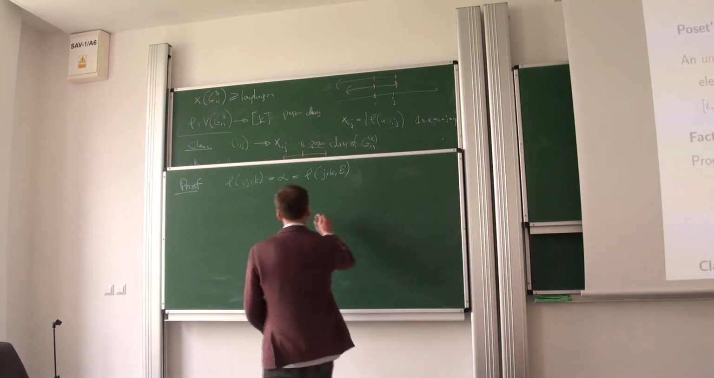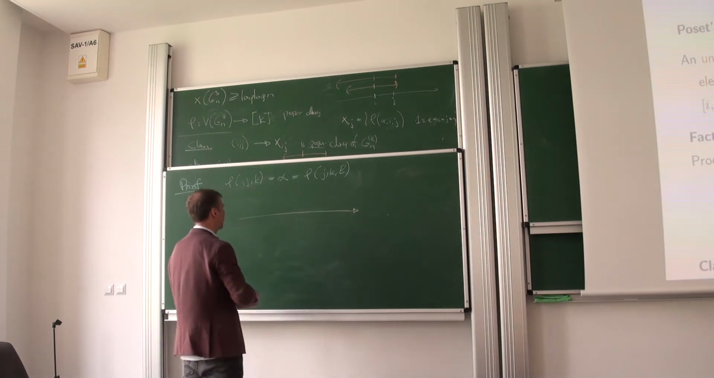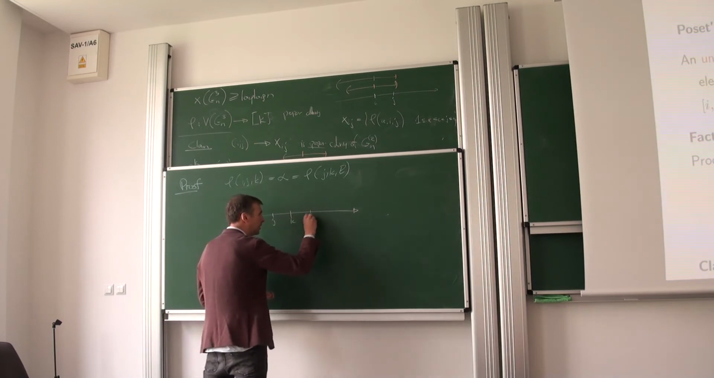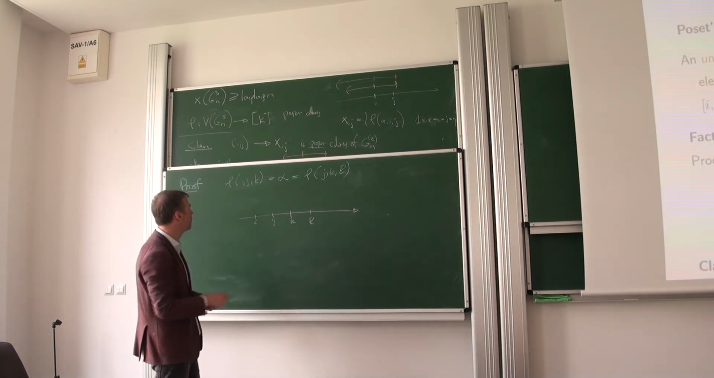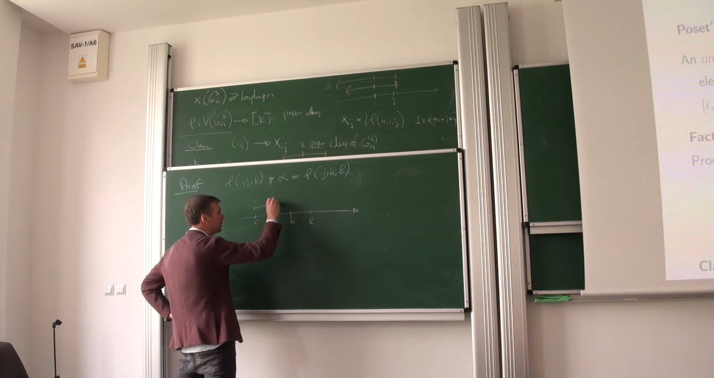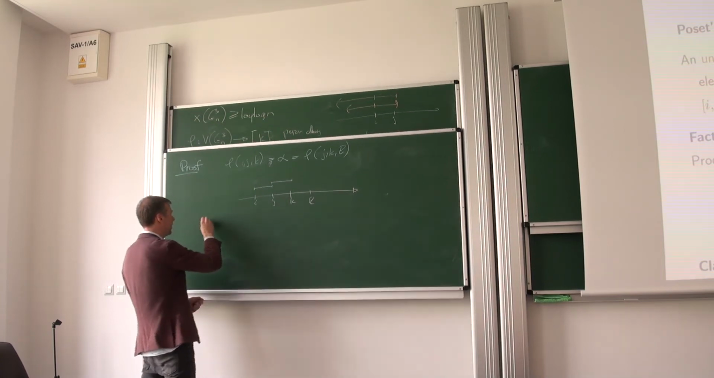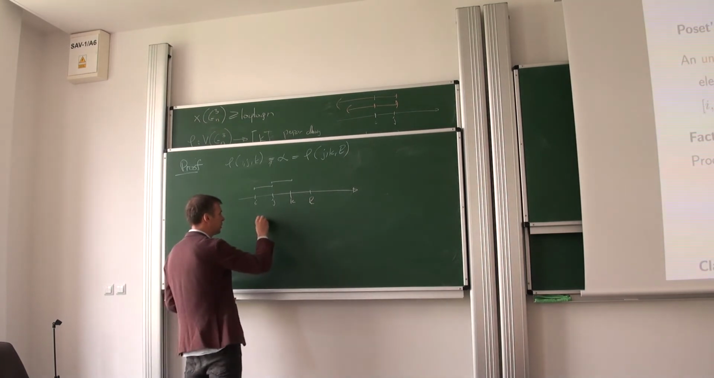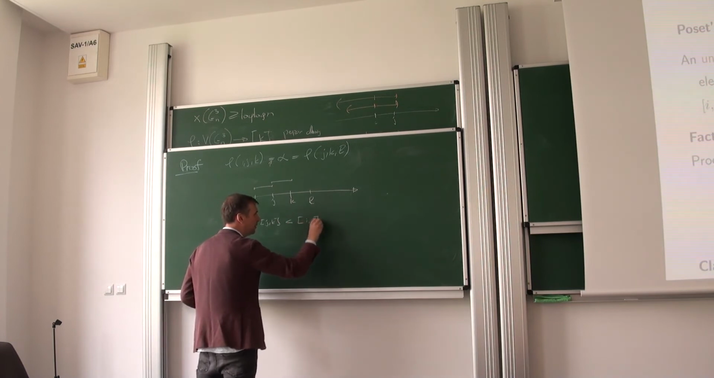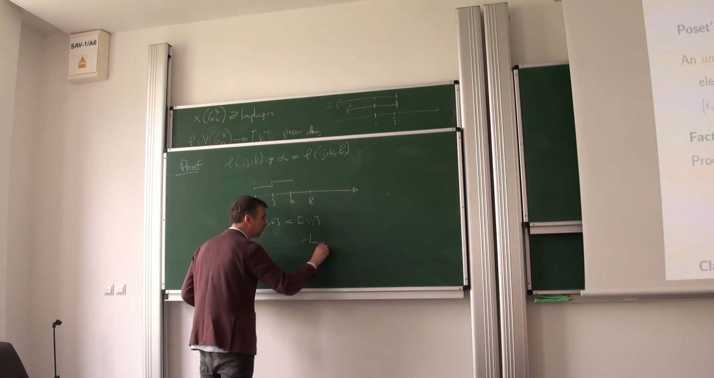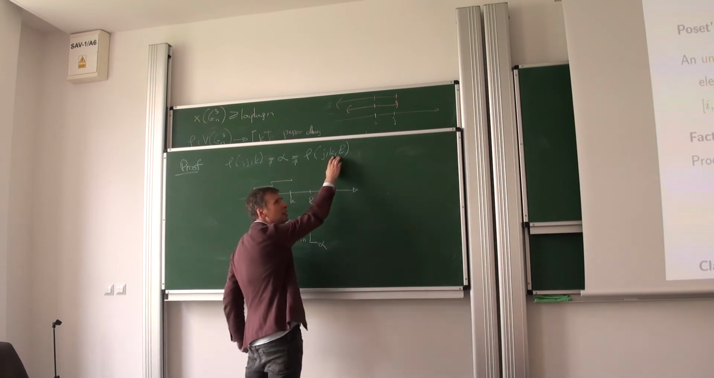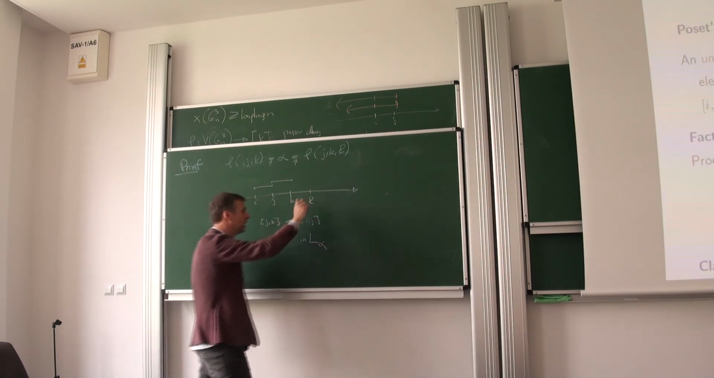So let's do it. 4 coordinates, i, j, k, l. What does it mean that this is alpha? This is alpha. This means that jk is less than ij in L alpha. Yes? But what does it mean that this is alpha? This means that kl is less than jk in L alpha.